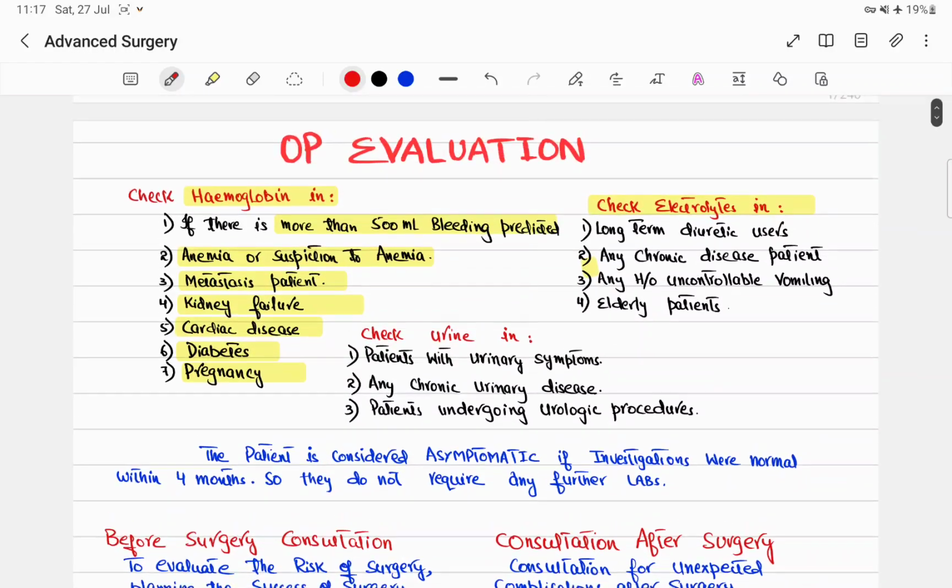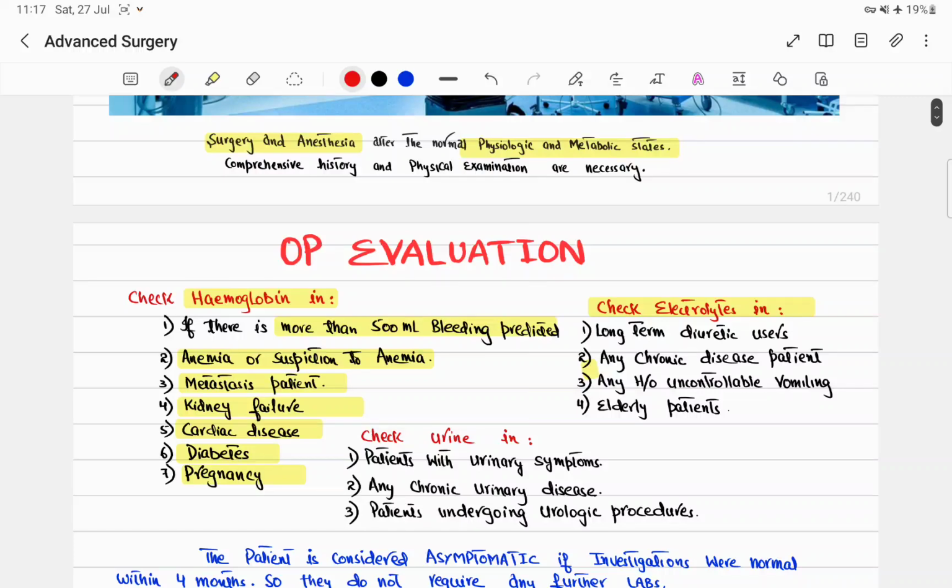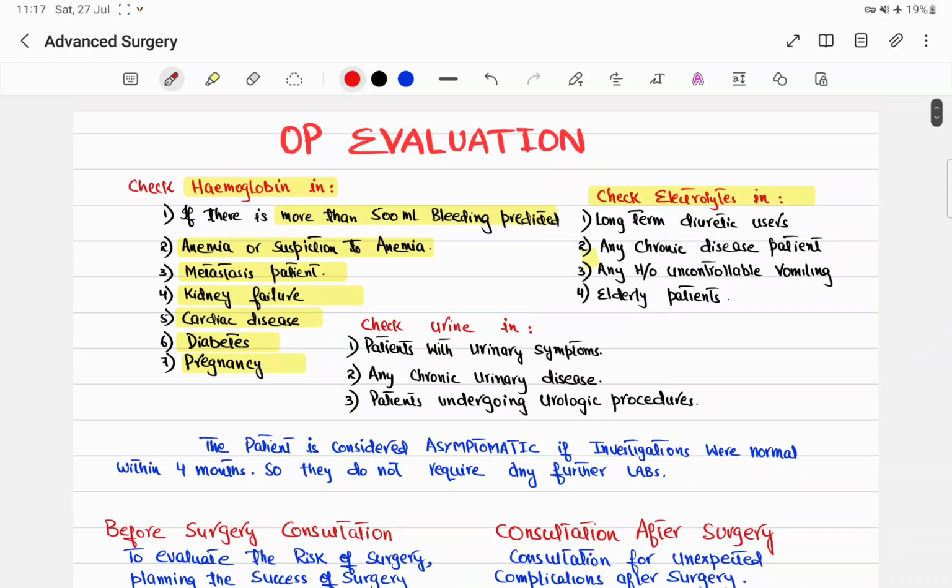Now the urine test should be performed in patients who have urinary symptoms, or any chronic urinary disease, or the patients who have to undergo surgery for urologic procedures, for the urinary system.